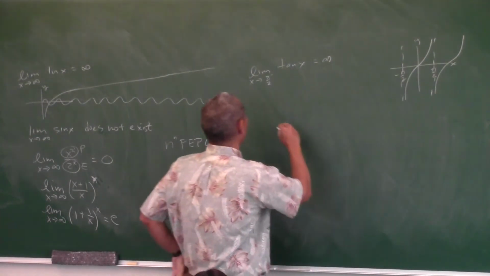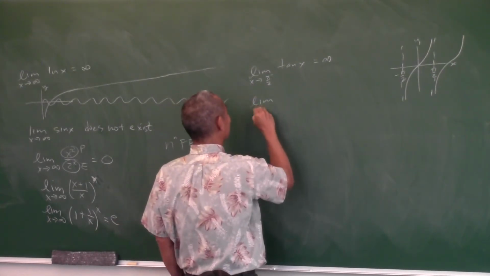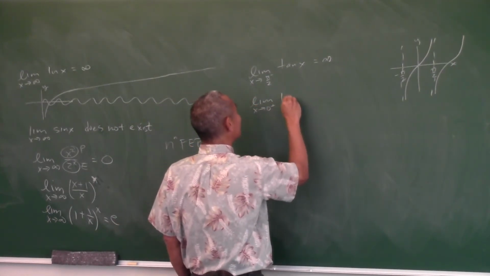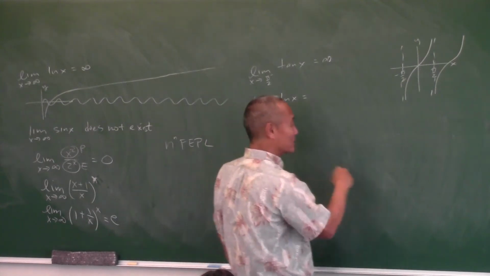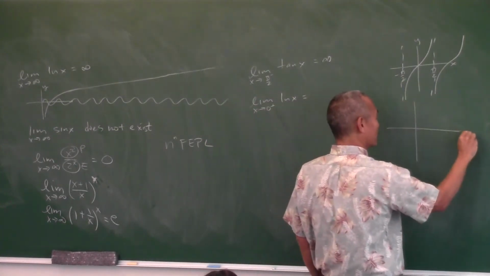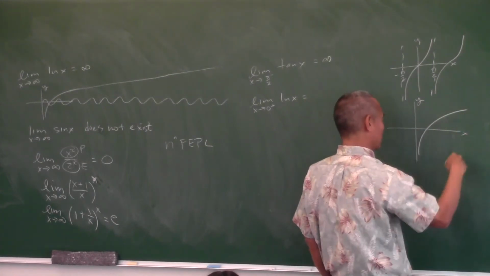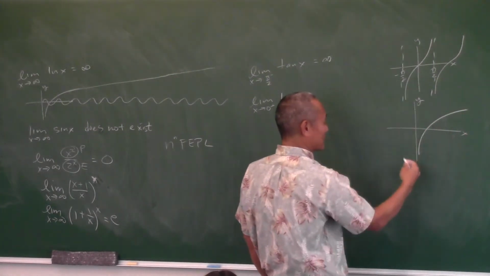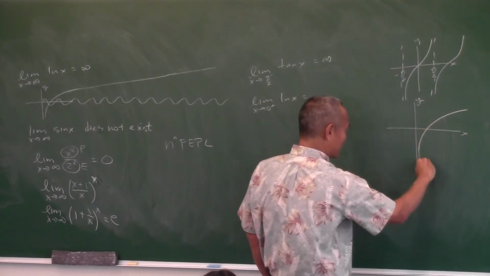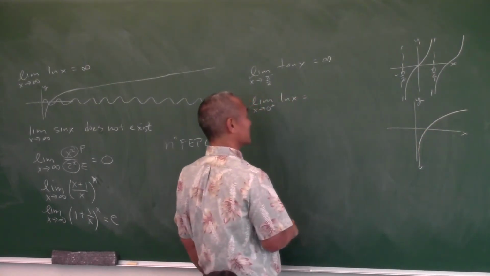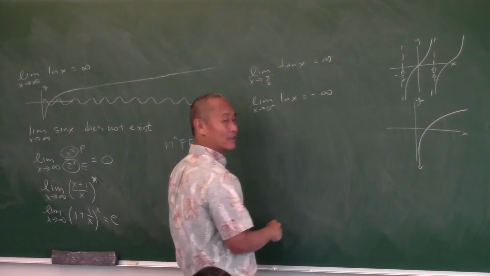What is the limit as x approaches 0 from the right of natural log x? I just drew this graph 5 minutes ago. It looks like this. So here's x equals 0, approaching from the right. The graph is exploding downward, so the limit is negative infinity.